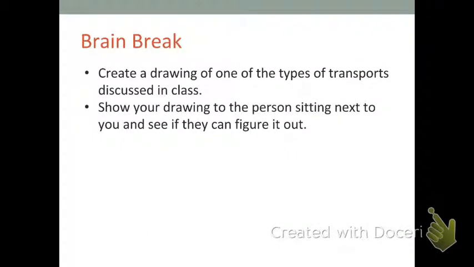All right, quick little brain break. I want you to create a drawing in your notes of one of the types of transport that we discussed. Then share it with someone sitting next to you and see if they can figure out from just the drawing. So don't label anything, just draw it. See if they can figure out what type of transport you drew.